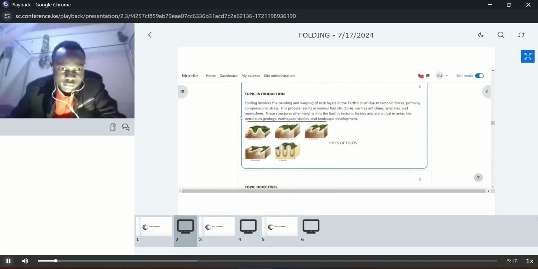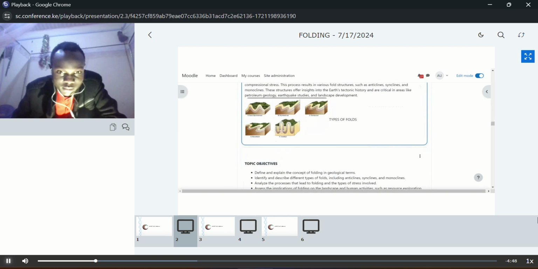In introduction, we say that folding involves the bending and warping of rock layers in the earth's crust due to tectonic forces, primarily compressional stress. This process results in various fold structures such as anticlines, synclines, and monoclines. These structures offer insight into the Earth's tectonic history and are critical in areas like petroleum geology, earthquake studies, and landscape development.